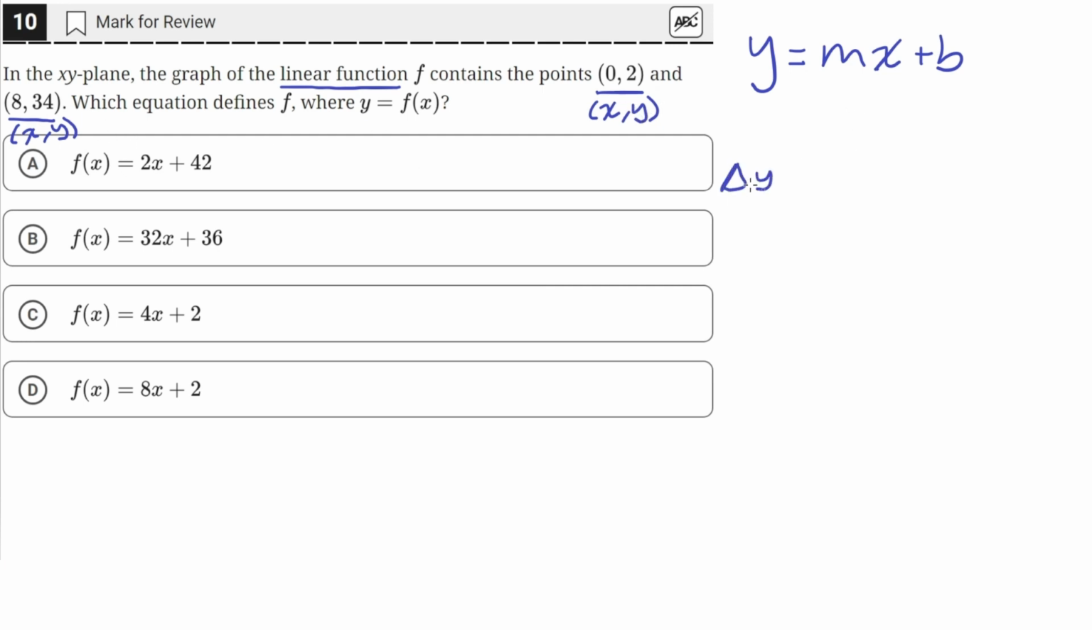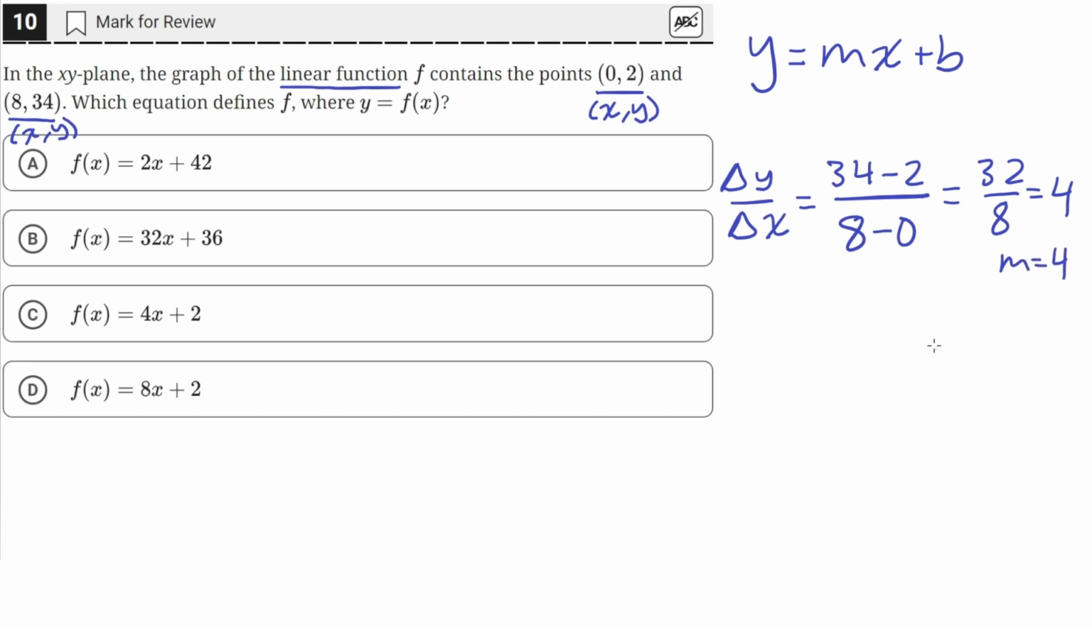So the change in y divided by the change in x is going to be equal to, so y goes from 2 to 34, so 34 minus 2 will give us the change in y. And x goes from 0 to 8, so the change in x will be 8 minus 0. So then this simplifies to 32 over 8, which is equal to 4. So the slope is equal to 4.